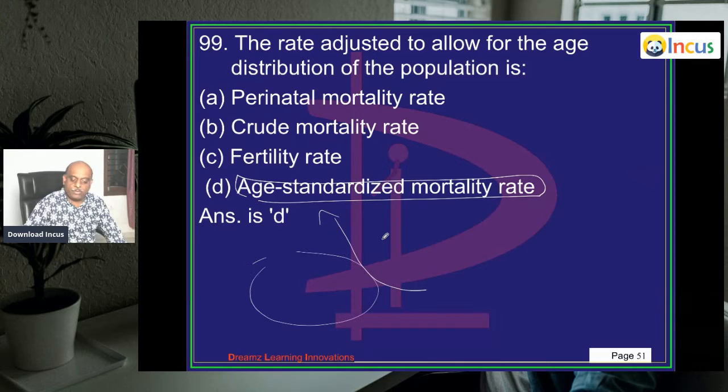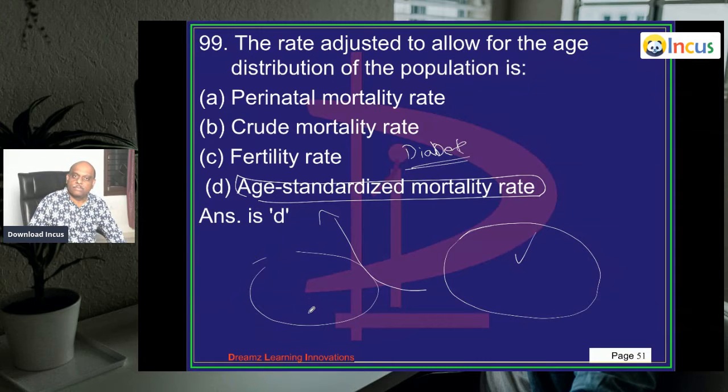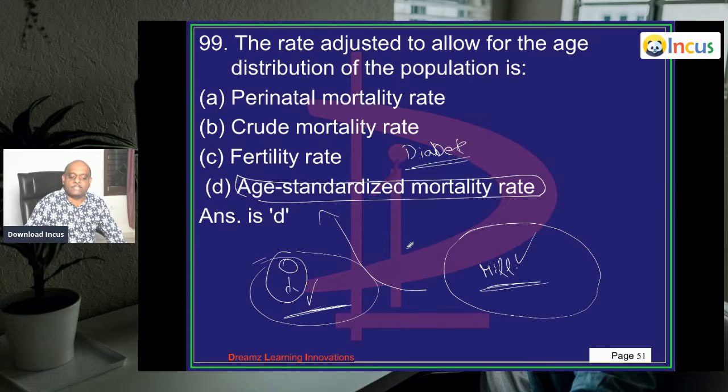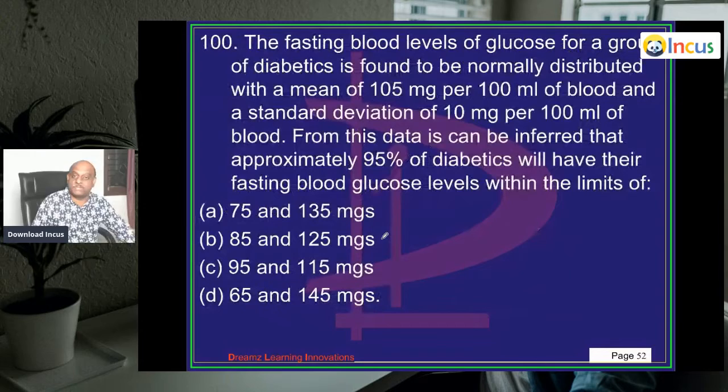So if you want to compare two different populations, for any particular cause, for example, how many people are dying from diabetes, say you compare China and Japan. Japan has a lot of old people, old people are more. China has a lot of young people, millennials. So you have to do age standardization for you to compare the mortality rate between the two. Then only you can make a meaningful inference.